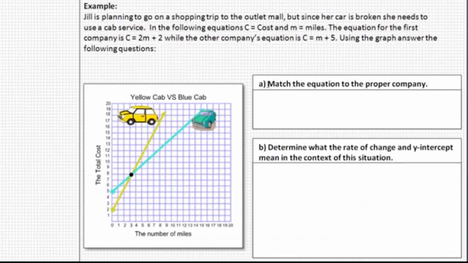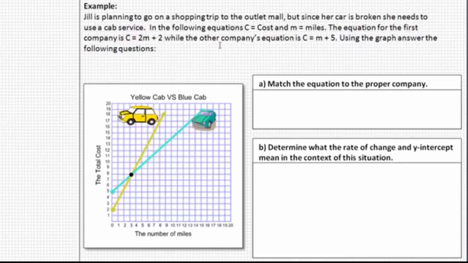So first they want us to figure out which equation matches to each company. So we know the first equation is C equals 2M plus 2, and the other equation is C equals M plus 5. So we have a yellow cab and we have a blue cab service. Which line matches to which company? Or which equation matches to which line? Take a moment copying down this graph and also writing down this question, and then go ahead and write in what you think.